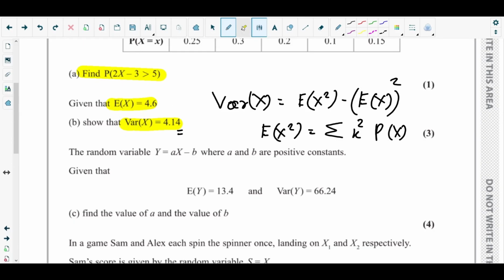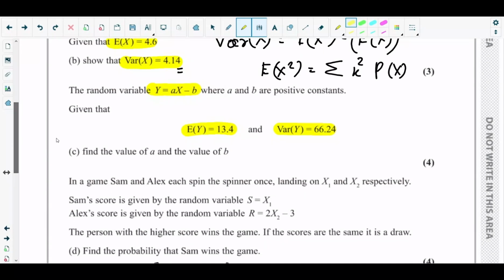Next, for part B, the random variable y equals ax minus b, where a and b are positive constants, given that the expectation of y equals 13.4 and the variance of y is 66.24. So in part C, we need to find out the value of a and the value of b. Expectation of y is given as 13.4, and y is again ax minus b.